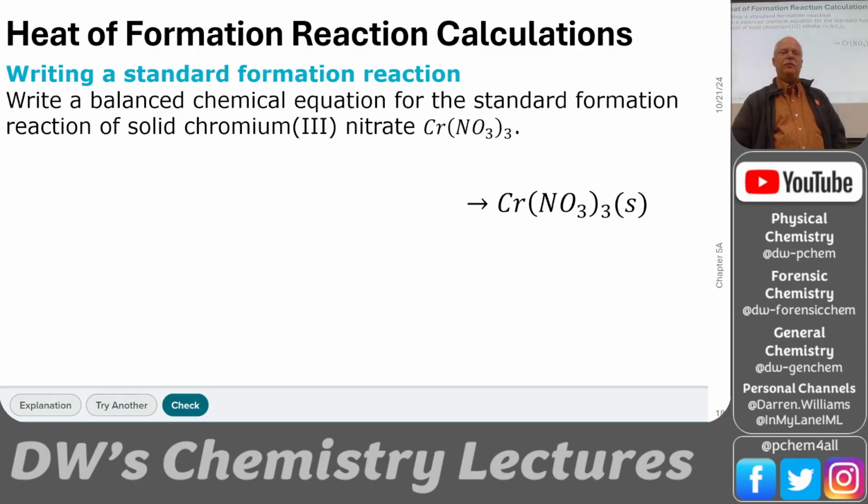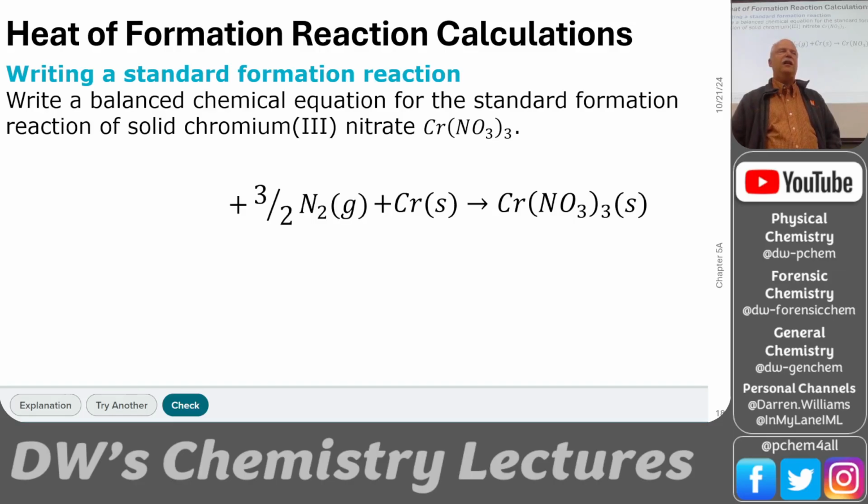So it's very simple to start with the chromium because we've got chromium solid. So we type in the Cr(s), okay, and then the nitrogen. So nitrogen comes in pairs, it's N2, and so here we have to do the 3 halves. We can't double everything because we want to form just 1 mole of the chromium nitrate. So that's why we have to keep it 3 halves. Now, how do I know it's 3 halves? Well, look here.